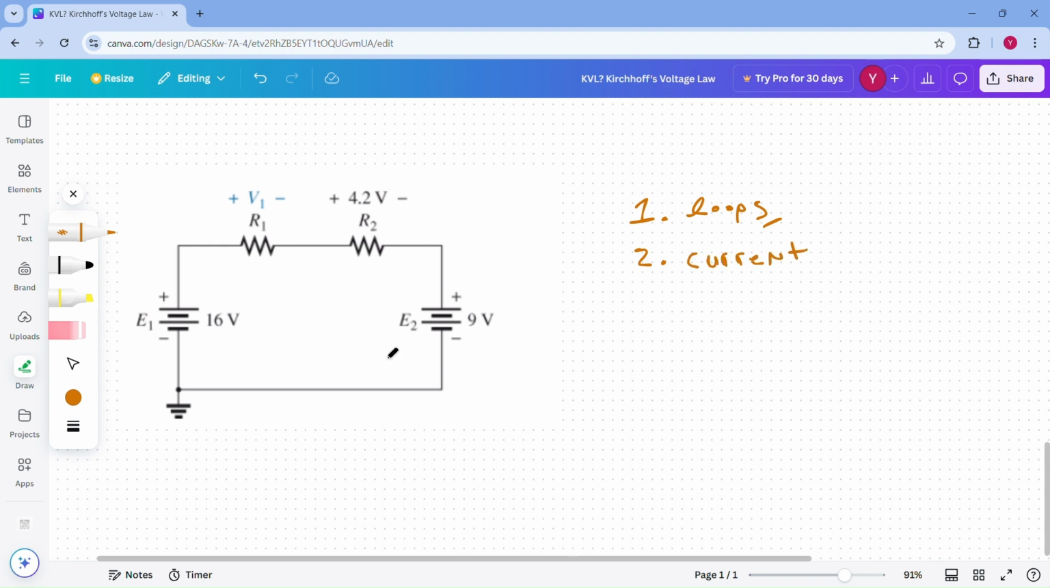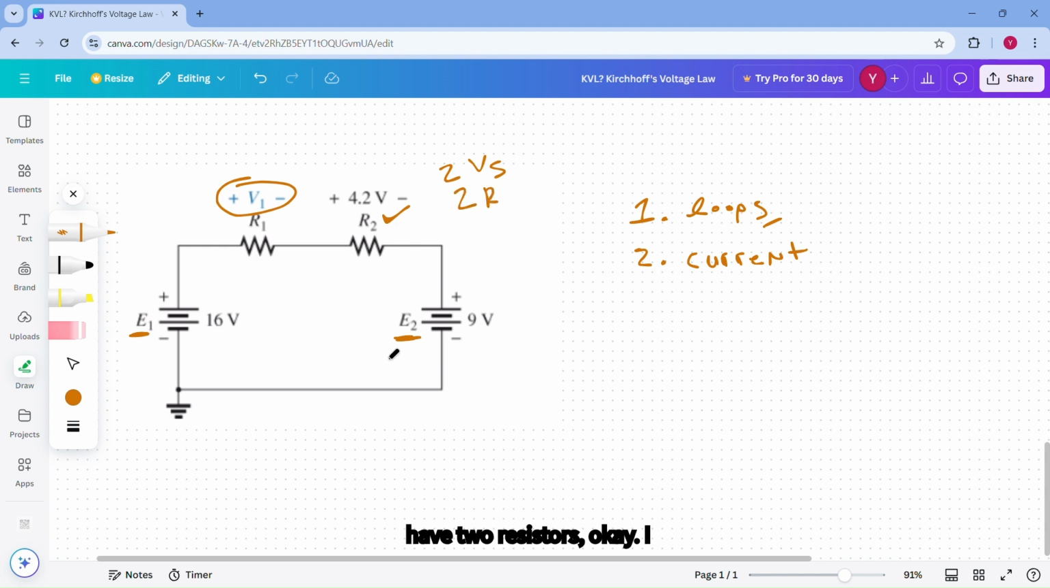Before then, let's see what's in my circuit before I think about the loops. I have E1, so I have a voltage source here. I have R1 with the unknown V1 voltage. They're giving me the voltage drop across R2. Okay, I like that. And then I have a second source here that has 9 volts across it. Okay. So I know what's in my circuit. I have two voltage sources and I have 2 resistors.